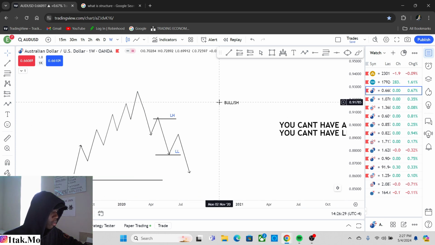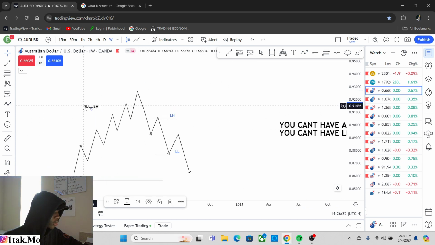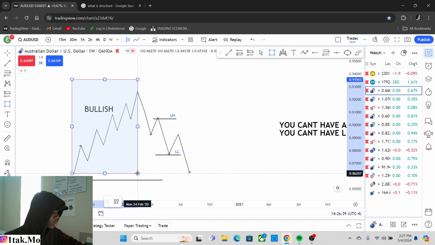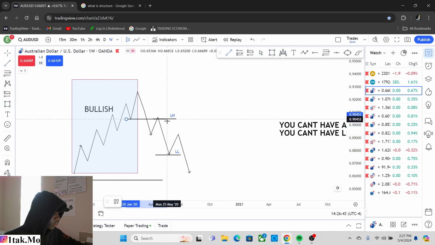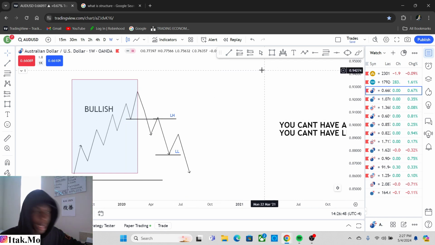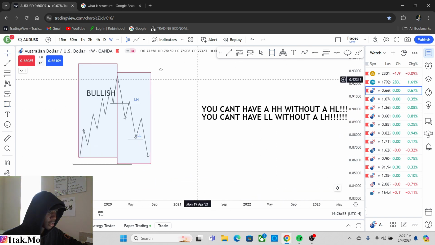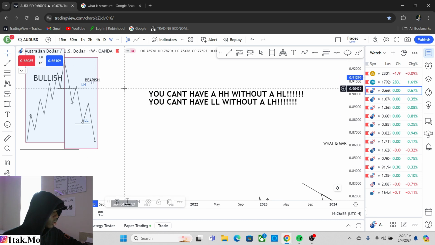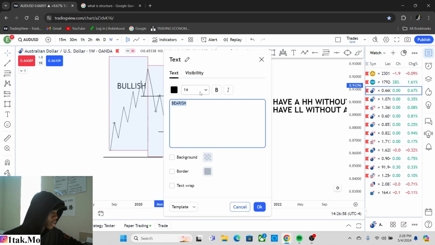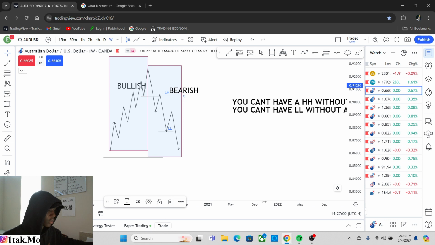So you can see all the way up to this point right here. Let me just make this bigger. All the way up until this point right here, price was bullish. Then when it broke below here, it decided to go bearish. So until this part right here, price is bearish. Cool. I don't know if that makes sense for y'all, but I hope you guys understand this.